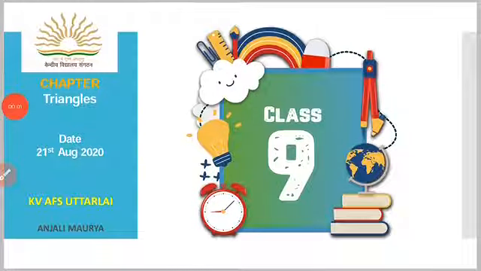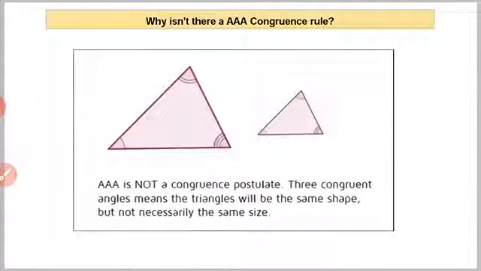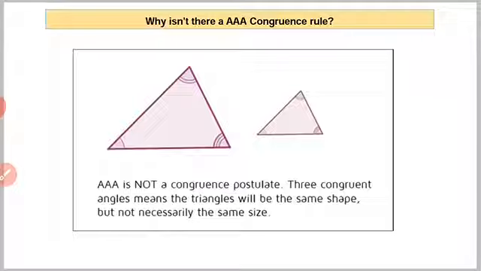Good morning, students. Let's start with exercise 7.1 of the chapter Triangles. But before that, let us discuss why there is no AAA congruence rule. The AAA congruence rule stands for angle, angle, angle congruence rule. So, why is there no AAA congruence rule?